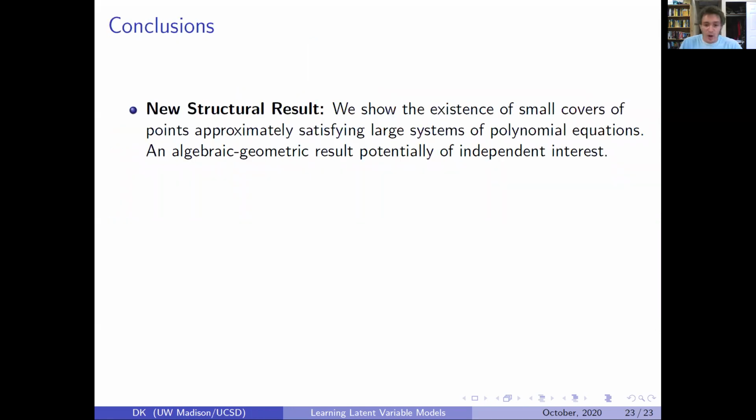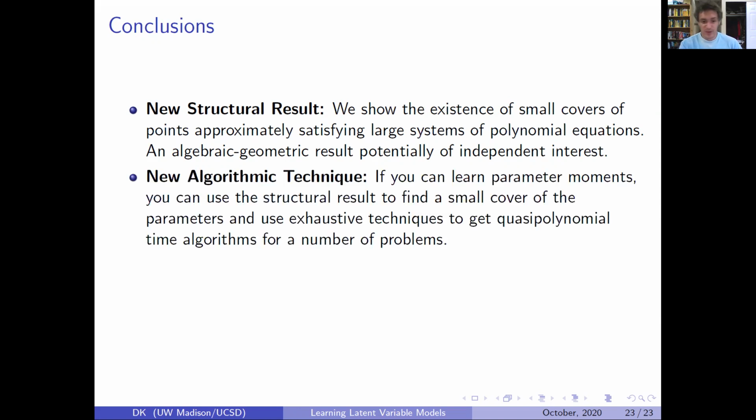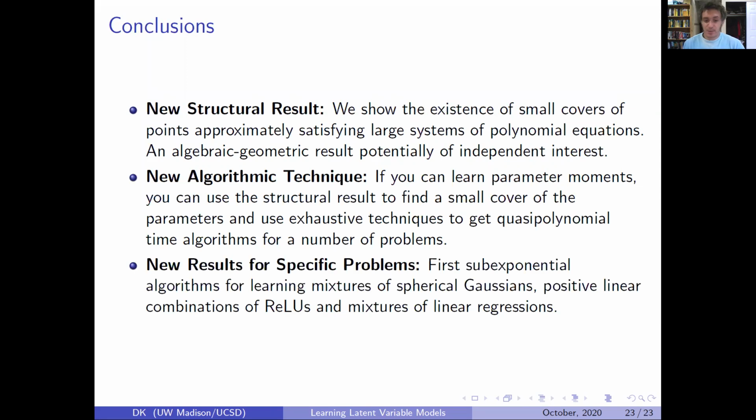Okay, so in summary, what did we do? We showed the existence of small covers for these sorts of varieties or approximate varieties. This seems like the type of thing that algebraic geometers might be interested in. But we came at this from an algorithmic standpoint, and it gives us a new algorithmic technique for learning latent variable models using the method of moments. And in particular, using this technique, we got substantially improved algorithms for density estimation of mixtures of spherical Gaussians, learning positive linear combinations of ReLUs, and learning mixtures of linear regressions.